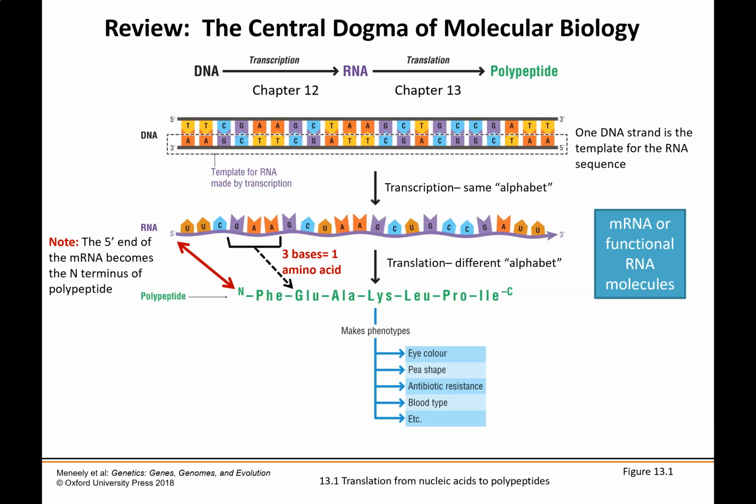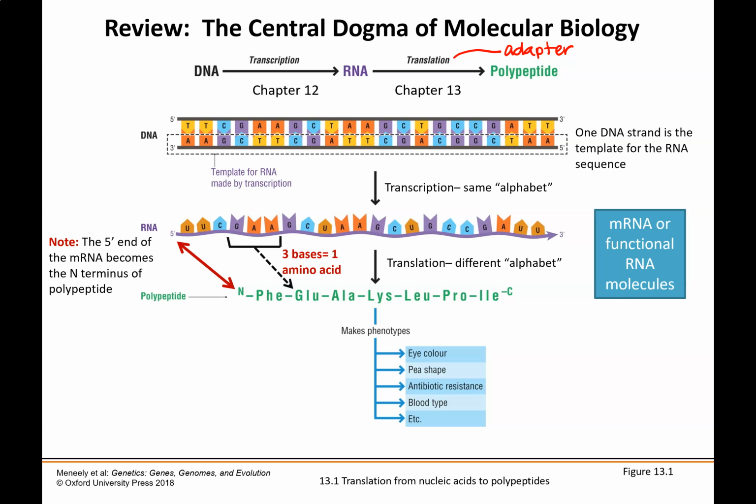Remember that RNA has a slightly different sugar. It has a hydroxyl group on the sugar ring that DNA does not have. And then, of course, an RNA molecule contains uracil instead of thymine. And then the next step in the central dogma is translation. Remember, we're going from the language of nucleic acids to the language of amino acids. And one of the important things in the process of translation is that we need an adapter or a translator molecule in order to go from RNA to amino acids. And we'll talk about what that is in a few minutes.